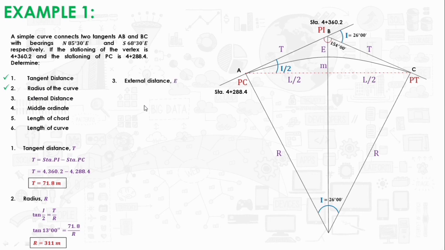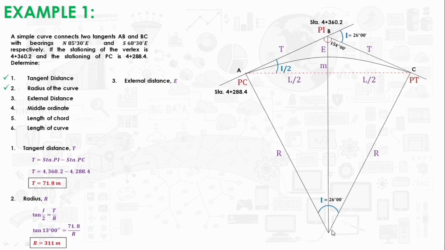Next, number 3, we have to determine the external distance. So, the external distance is the distance from the point of intersection to the midpoint of the curve. So, paano natin siya makukuha? We can use, again, this triangle, itong si AB, from A to B and to the center of the circle. Magkaroon tayo ulit ng bagong right triangle. Again, yung adjacent side natin is R and the opposite side is T. So, based dito sa triangle, di ba?